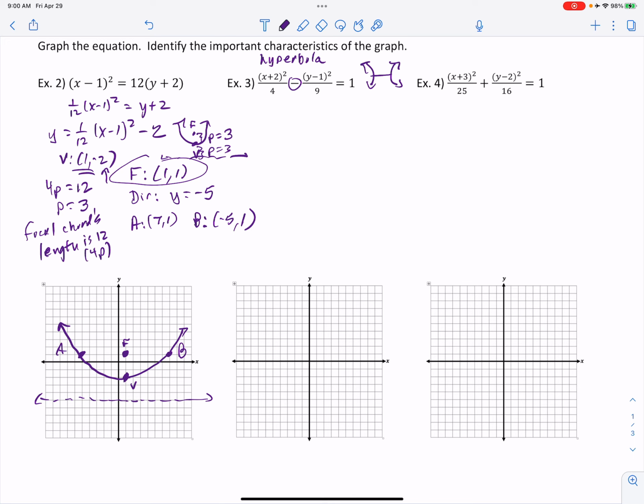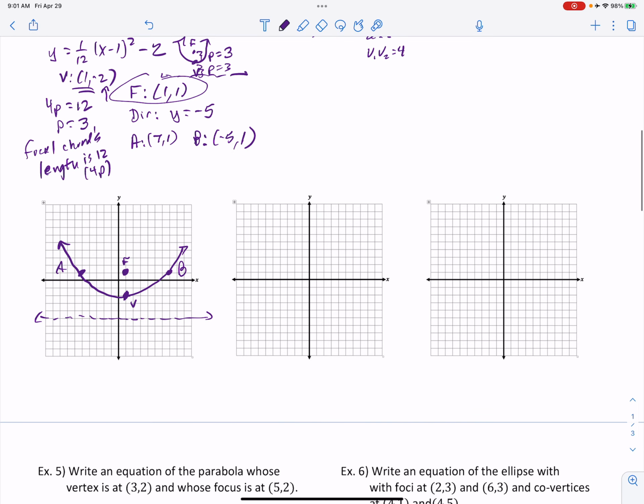And the positive squared term, the value underneath that is always your a squared on a hyperbola. So a is 2, and so the length of the transverse axis is 4. The distance between the two vertices is 2a. It is of length 4. And so I'm going to go to the center, and the center is -2, 1. So to the left, -2 and up 1.